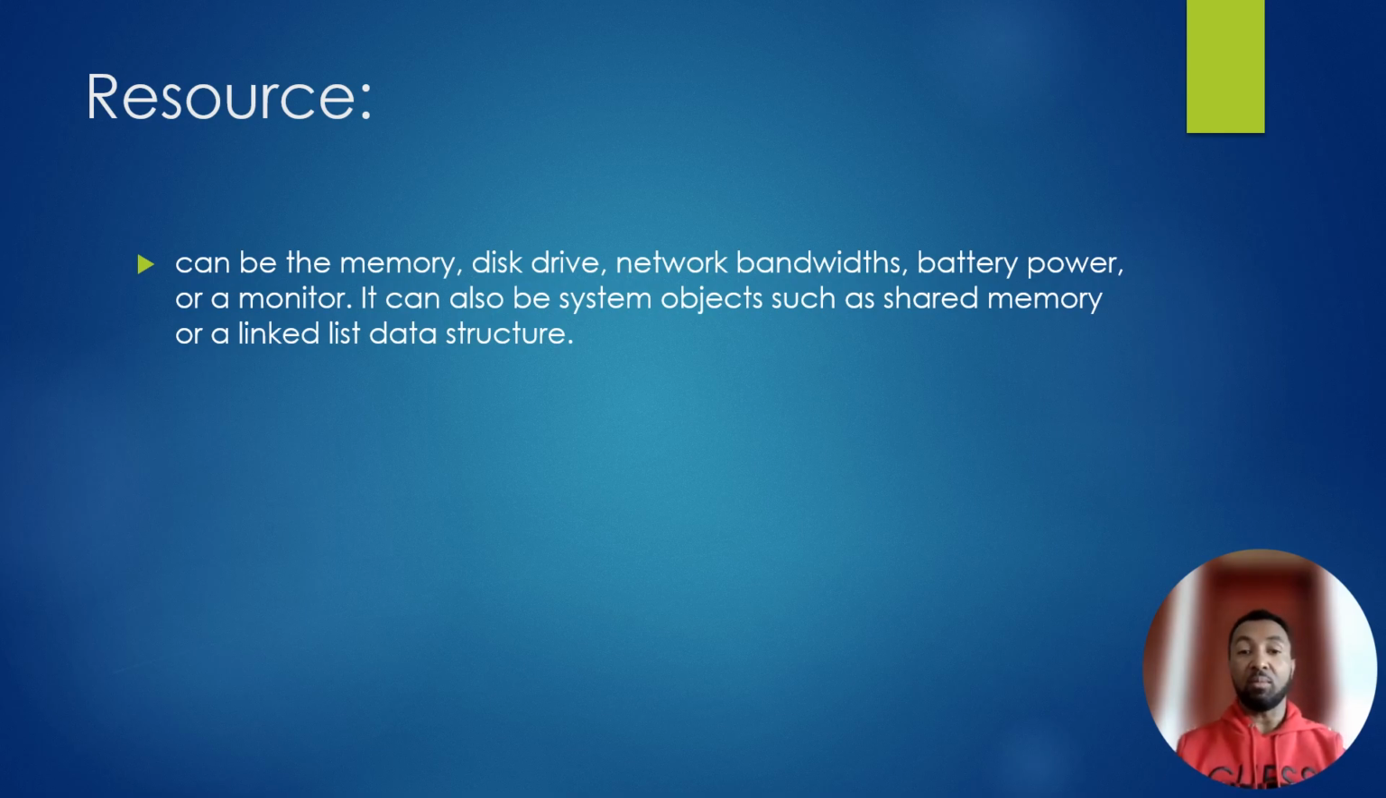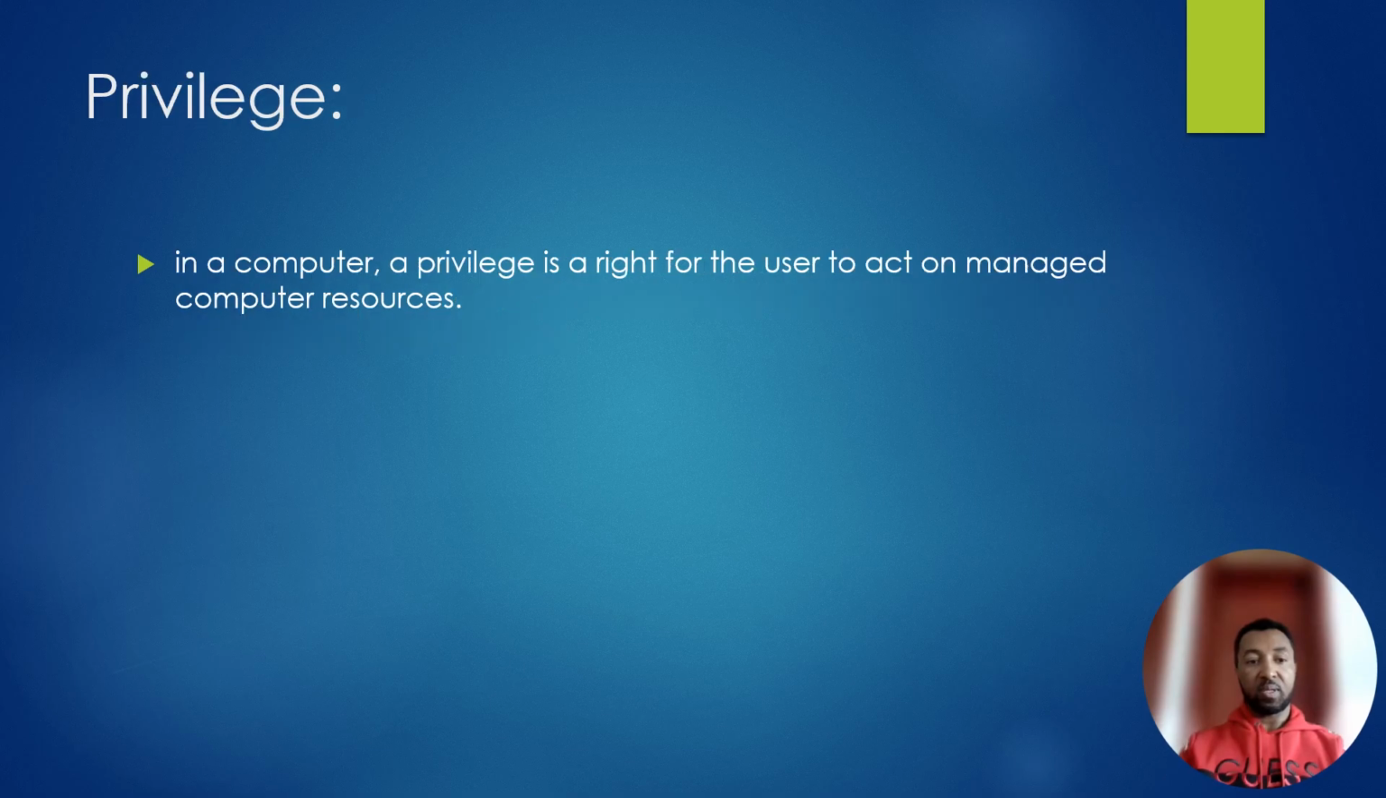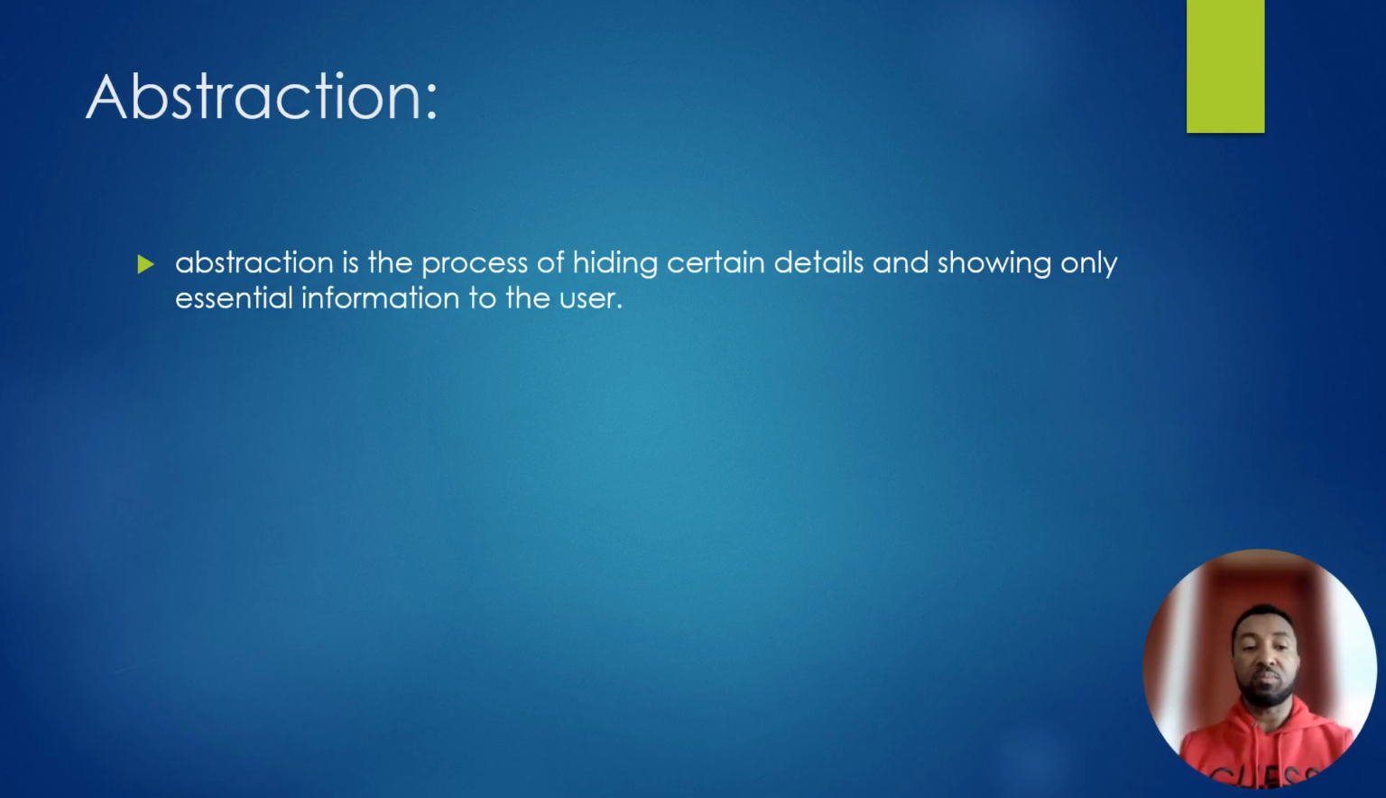Resource can be the memory, disk drive, network bandwidth, battery power, or a monitor. It can also be system objects such as shared memory or a linked list data structure. Privilege. Privilege in a computer is a right for the user to act on managed computer resources.